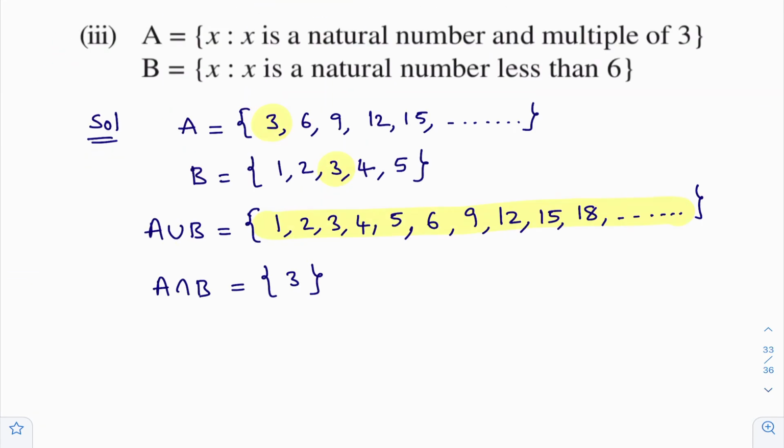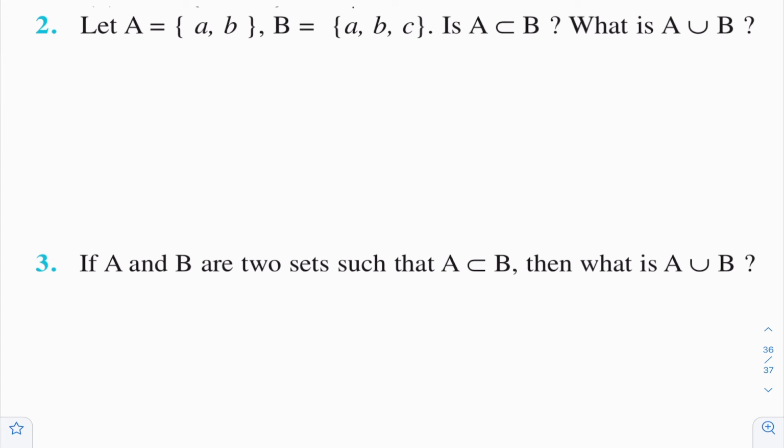Now we will move to the second question. You see the second question, they have given like this. Set A equals a, b. Set A contains two elements. Set B equals a, b, c. What is this question? Is A a subset of B? This is the first question, and they are asking what is A union B. Okay, let me do this. Is A a subset of B? When we say A is a subset of B, all the elements present in set A are present in set B. Then we say that A is a subset of B.